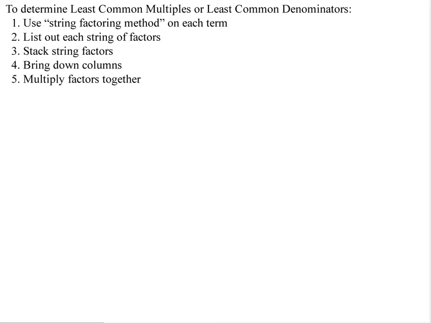Let's say we're given a problem of finding the least common multiple of 54 and 36. So we want to find the smallest number that these two numbers will divide into. Now, first we're going to follow the 5 steps from this method over here. The first step says to use the string factoring method on each term.